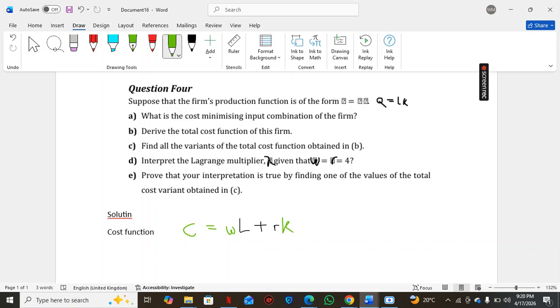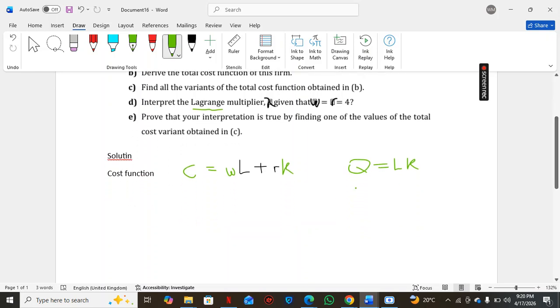All right. Then also you're going to write down your production function Q equals L times K. All right. So colleagues, here we're going to use the Lagrange multiplier to help us find this cost minimizing input. The Lagrange multiplier just helps you solve maximization or minimization problems with constraints.